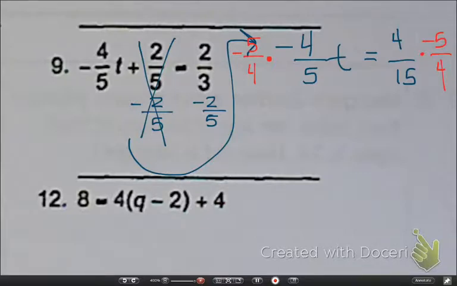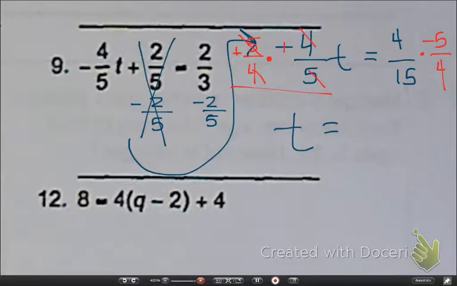So now this is perfect. On the left-hand side, these are multiplicative inverses. So I notice that the 5 and the 5 are going to cancel, the 4 and the 4 are going to cancel, and I have a negative and a negative, which makes a positive. So on the left-hand side, I'm just left with t all by itself. So I have just a t. Sorry, I said right-hand side, but that was the left-hand side. On the right-hand side, let's see what happens.